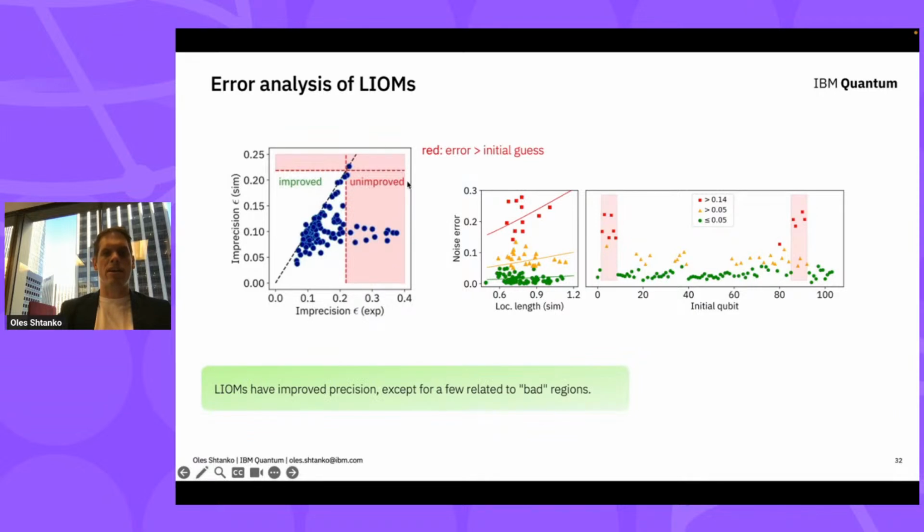This red area is exactly where the obtained integrals of motion have an error larger than the error of the initial guess, which is bad, right? But luckily for us, there are not so many of them. So we are pretty good. Our error is not too large, and our device works properly, which is an amazing thing.